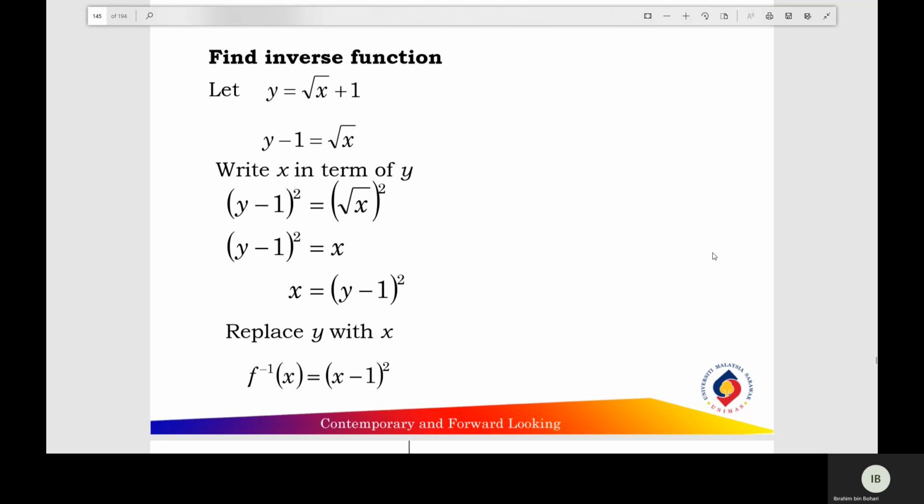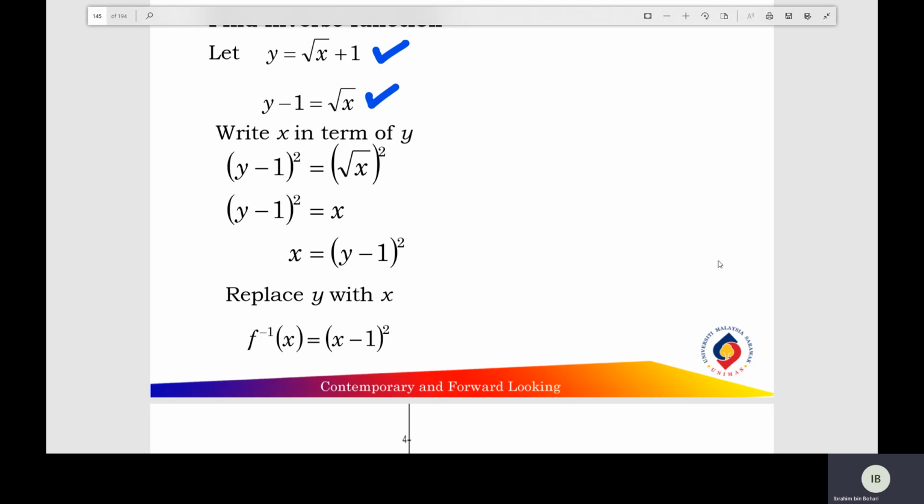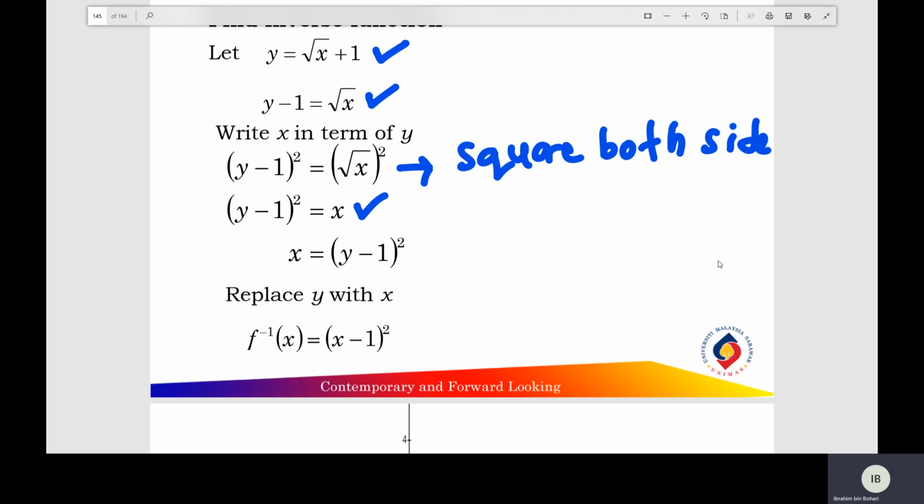Okay, first you find the inverse function. First, you let y equal the square root of x plus 1. Okay, and y minus 1 is the square root of x. And write down x in terms of y. Here you square both sides. Squaring both sides, y minus 1 squared equals x. Okay, and you write down x in terms of y, x equals (y minus 1) squared, and then you replace y with x, so the f inverse function of x equals (x minus 1) squared.